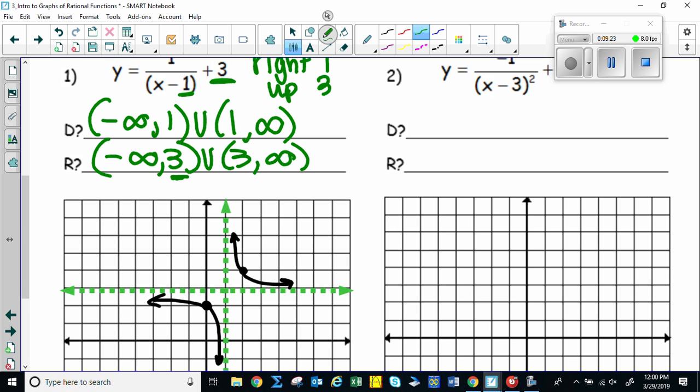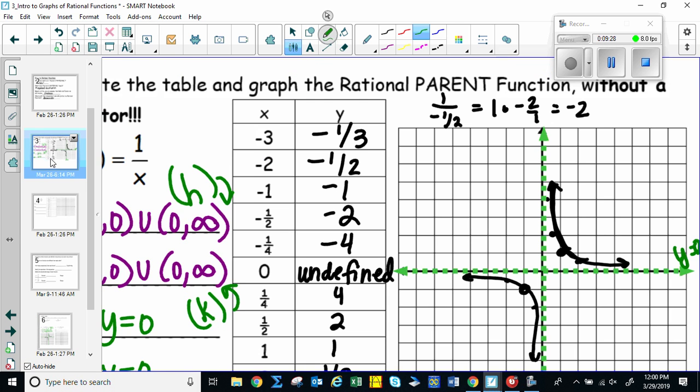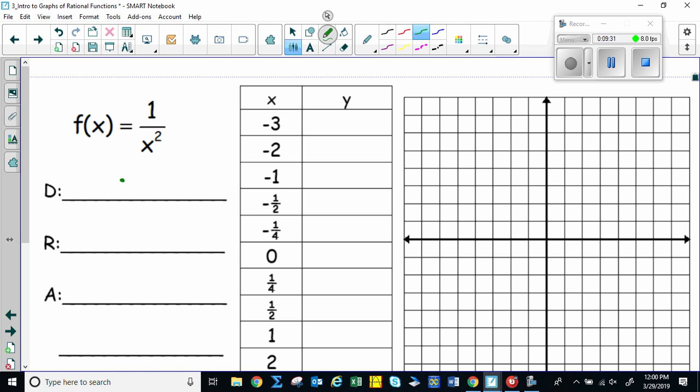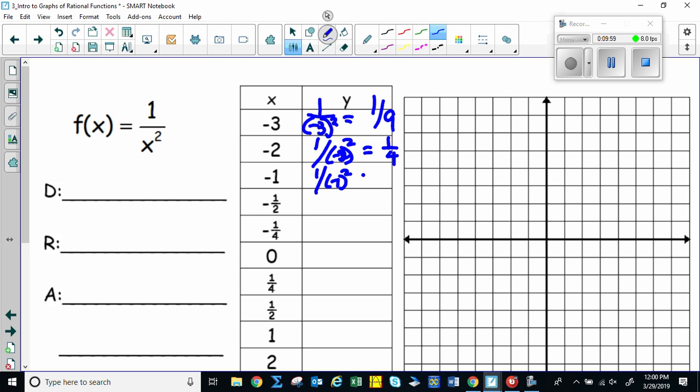All right, so let's go back now to the other side of your paper. And the second parent function that we're going to look at today is 1 over x squared. So let's see if we can't fill this in. If I take 1 and I divide this by negative 3 quantity squared, what will that give me? 1/9. If I take 1 and divide by negative 2 squared, this will give me 1/4. If I take 1 and divide by negative 1 squared, that is going to give me a 1.